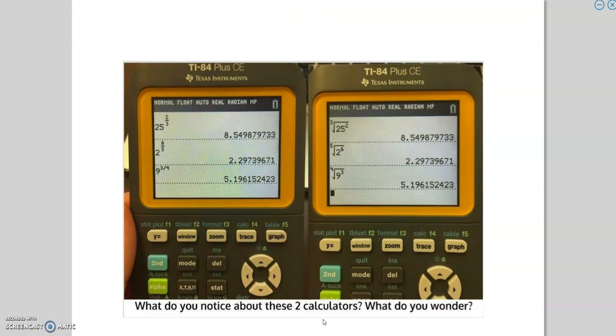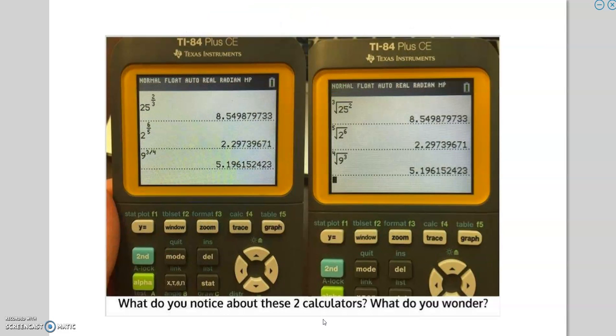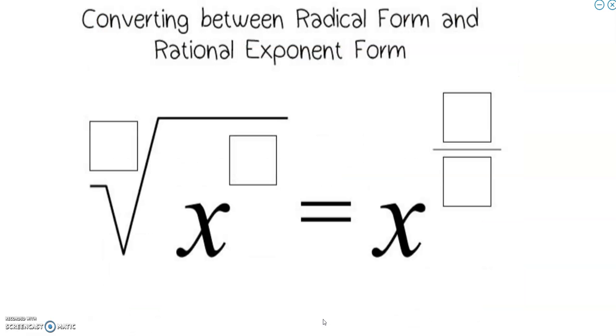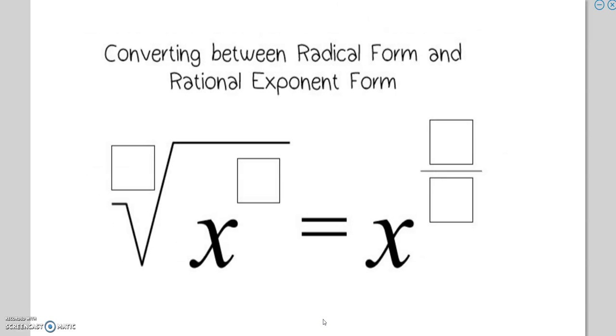All right, I want you to take a look at these calculators, and I want you to just notice and wonder some things about them right now. So 25 to the 2/3 equals the same as the cube root of 25 squared. Do you see a pattern emerging? Do you see that a fractional exponent and a radical actually have a very similar pattern? So here is the way you convert. As we just saw, 4 to the 1/2 is the same as the square root of 4.